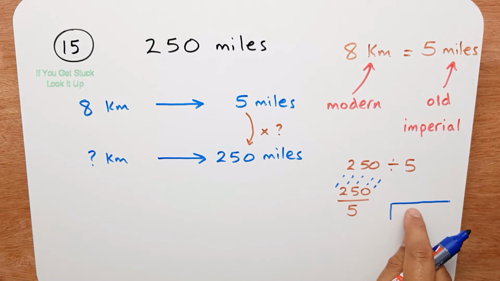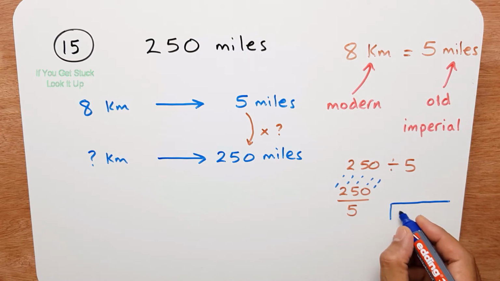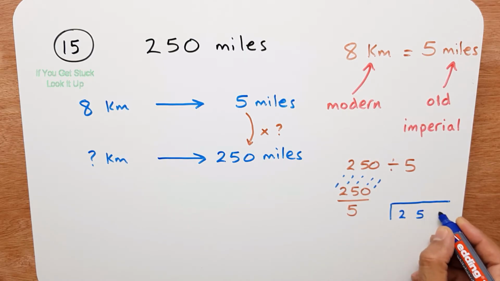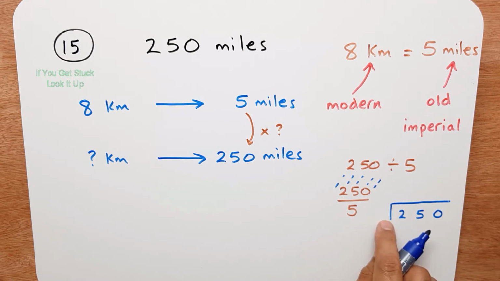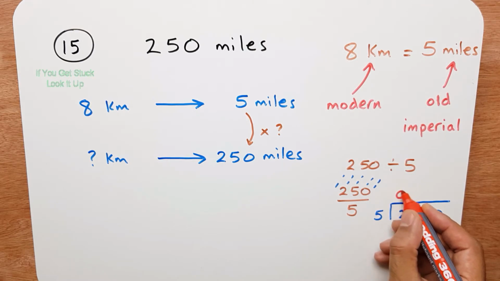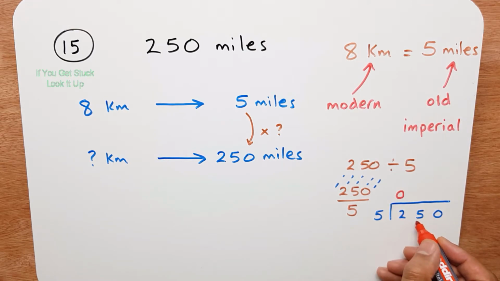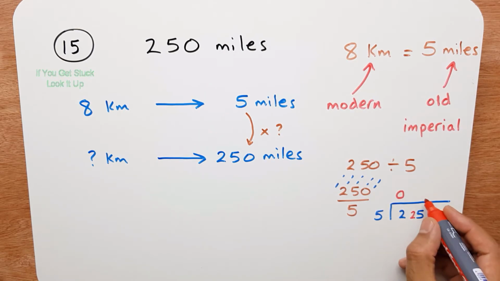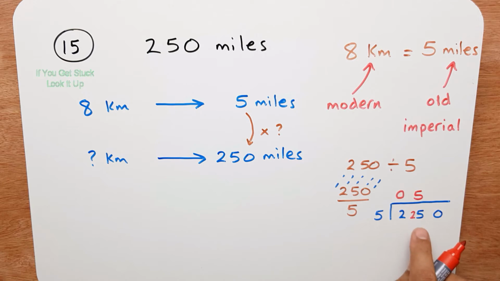The 250 goes inside to stay dry. And this 5 has to go outside. How many 5s are there in 2? I can't get a 5 from there, so that's 0. So now this 2 gets carried over to the next column, so that becomes 25. How many 5s are in 25? And we know that there's 5. Because if you know your 5 times tables, that's easy.